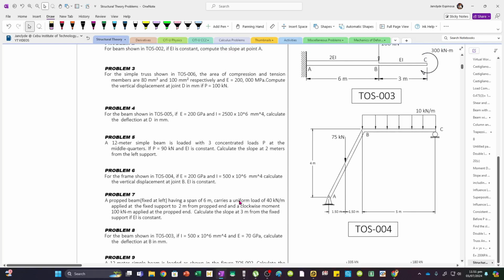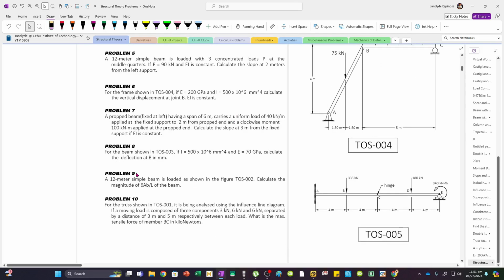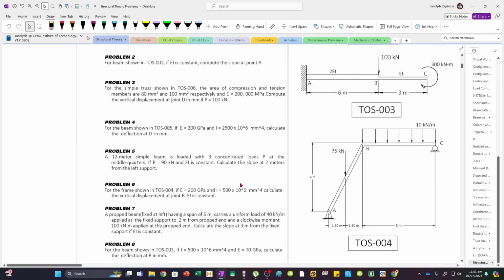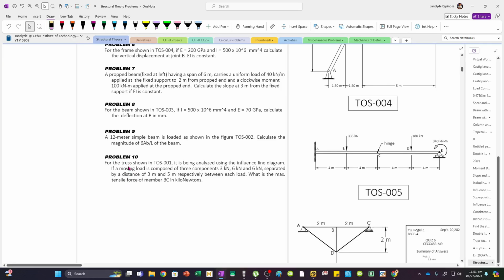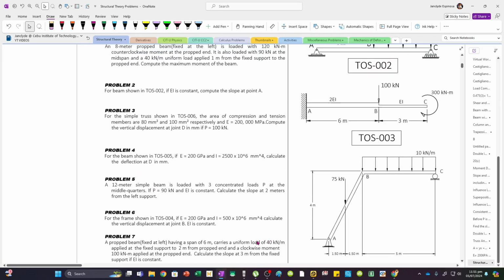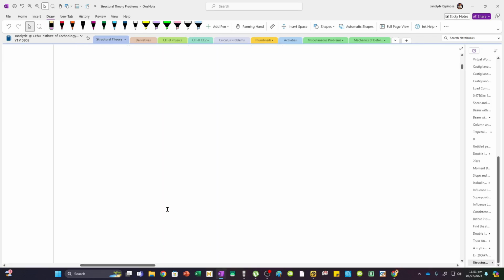In the next session, we will solve problem 9, problem 4, and problem 10. Moving load on a truss and deflection when the beam has an internal hinge.